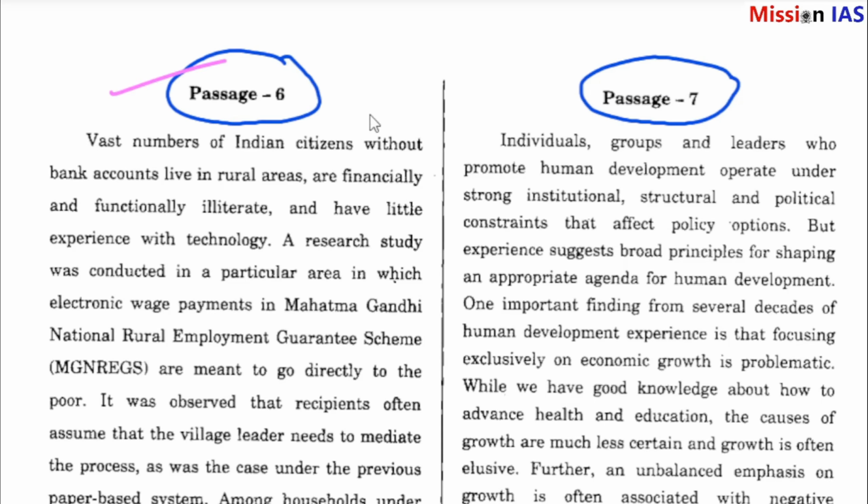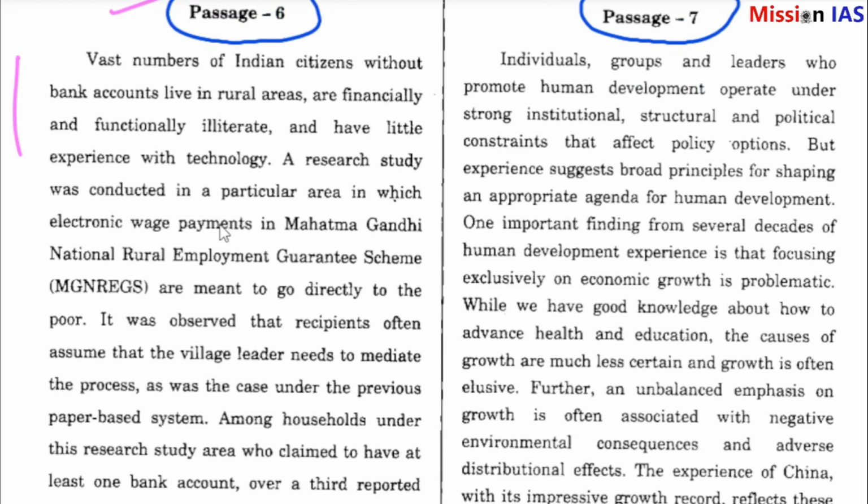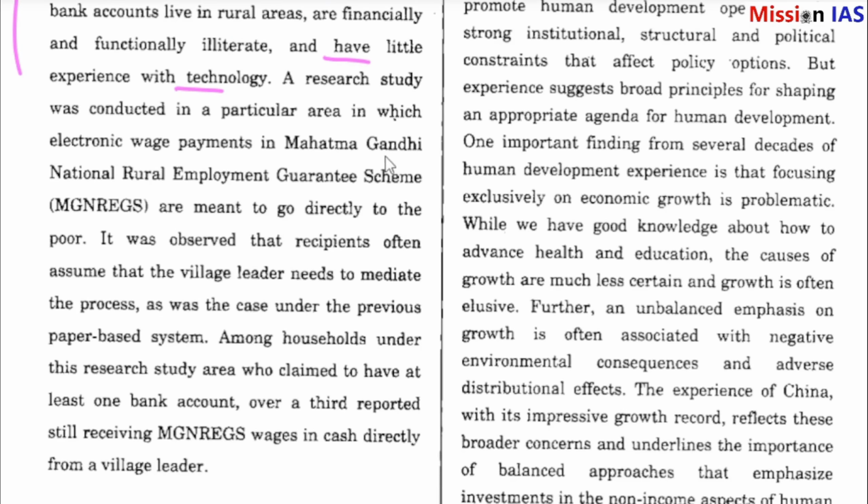So this is passage number 6. Vast numbers of Indian citizens without bank accounts live in rural areas, are financially and functionally illiterate and have little experience with technology. A research study was conducted in a particular area in which electronic wage payments in Mahatma Gandhi National Rural Employment Guarantee Scheme (MGNREGS) are meant to go directly to the poor.